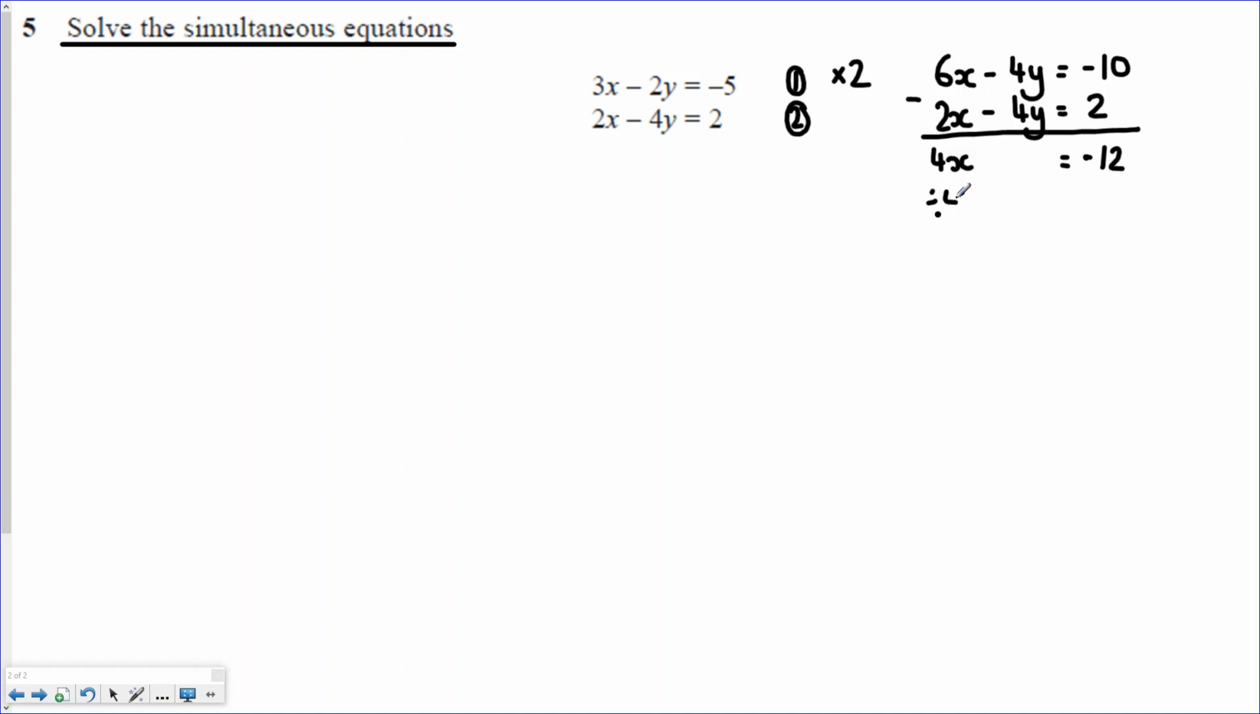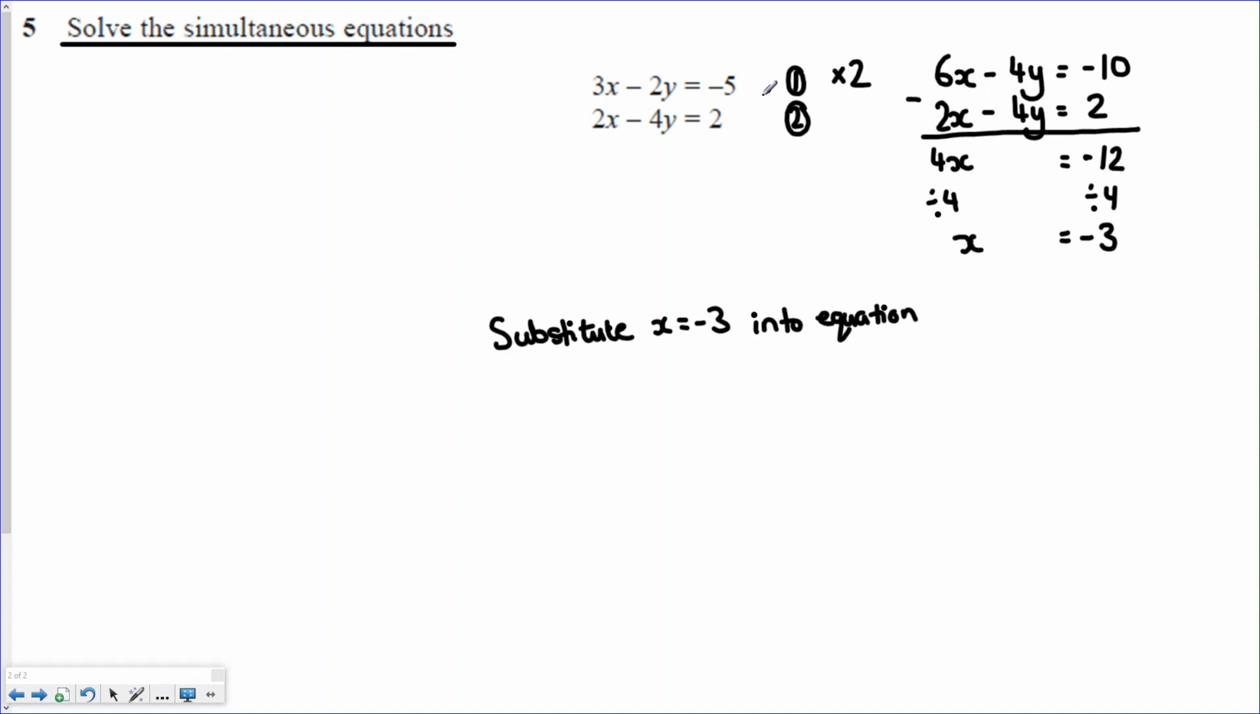I'm going to divide both sides by 4. Therefore, x equals negative 3. Now that will give us a couple of marks. To get the last mark, we need to work out the value of y. So I'm going to tell the examiner, substitute x equals minus 3 into equation. Now you can decide which equation you want to choose, equation 1 or equation 2, it does not matter.